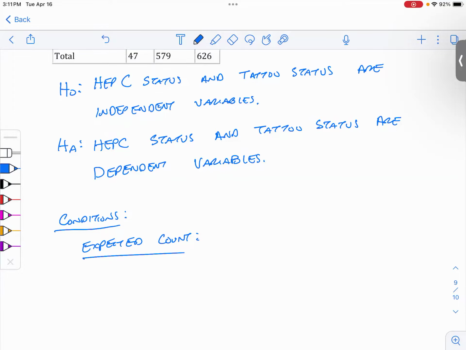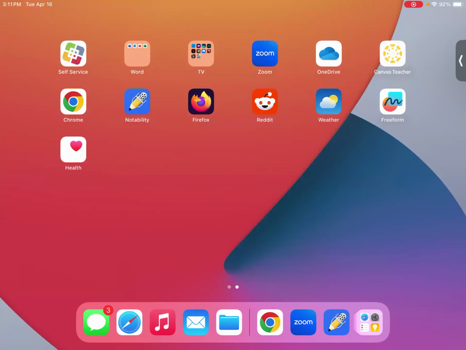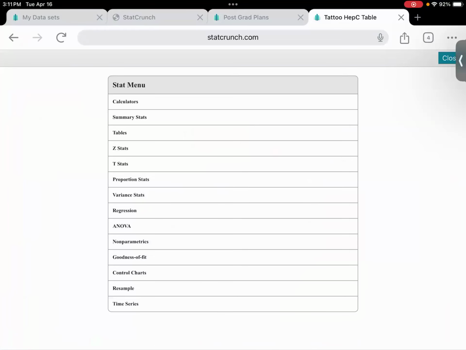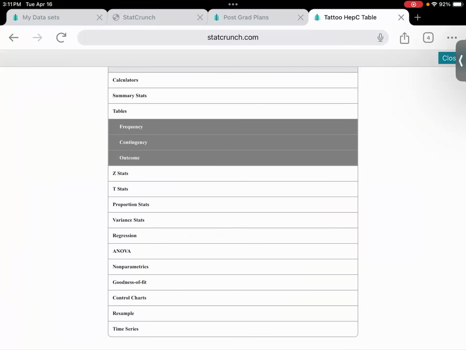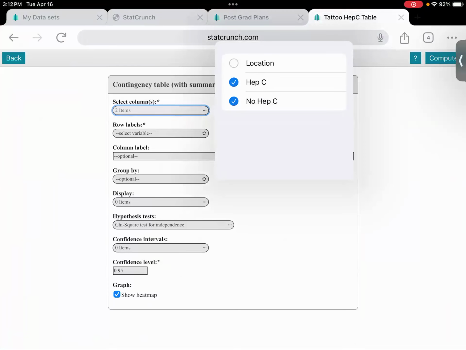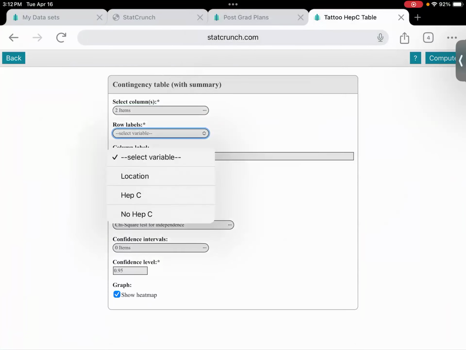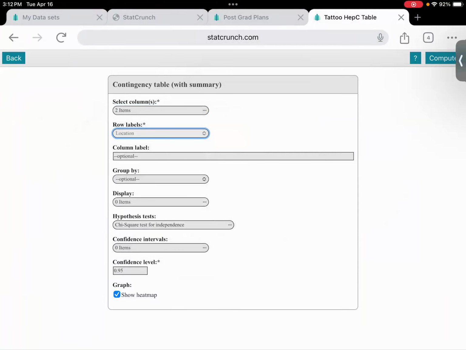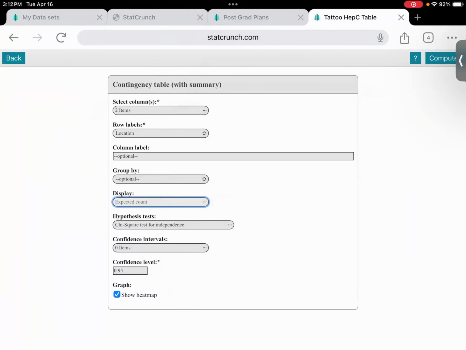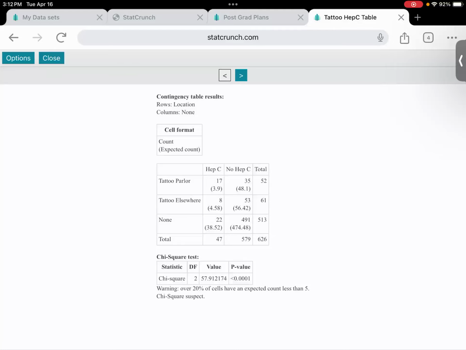All right. So for our conditions, to StatCrunch we go. Tattoo Hep C table, and it's the same as before. Stat, tables, contingency with summary again. My columns were Hep C, no Hep C. Location are my row variables, and I need to display expected count. How does this look?